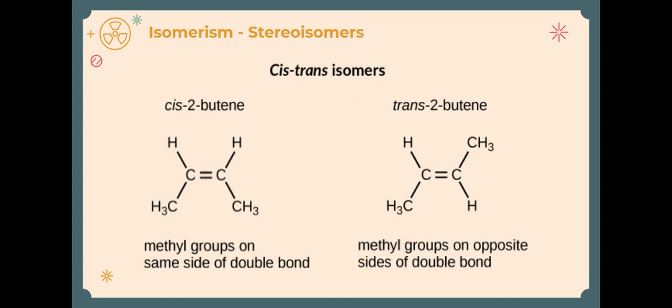Geometric isomers need a rigid structure, such as a double bond, to form. Geometric isomers' physical and chemical properties can vary greatly, including their density and boiling points.